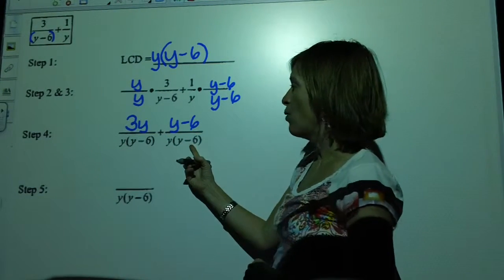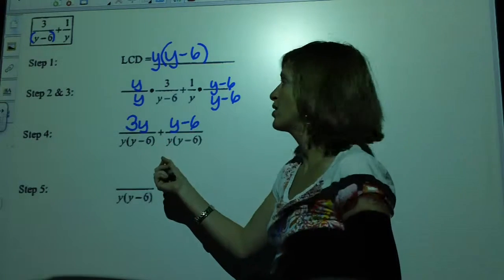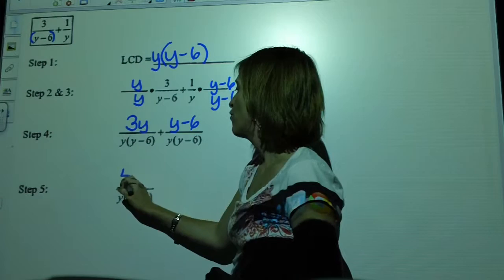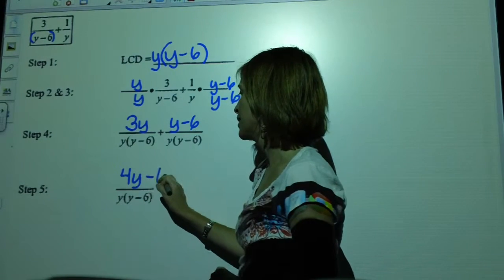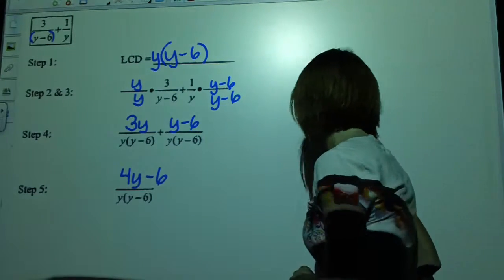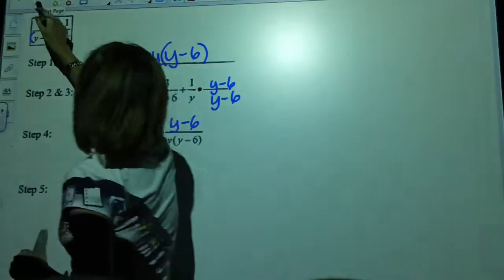Okay, now the denominators are the same, so we add the numerators. So we're going to get 3y plus y gives me 4y minus 6. Okay? All right. I'm going to try one more example. So let's go to the next page.